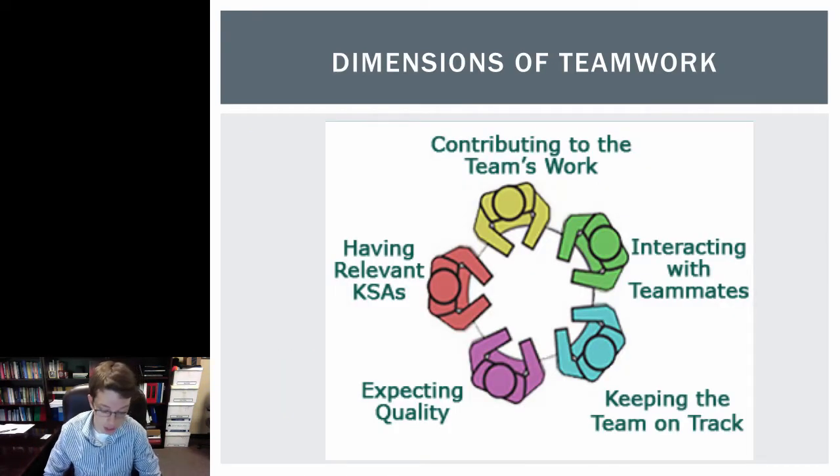Because team performance consists of many things, it is useful to have a model or framework to help us keep all the information straight. The CATME system is based on a model of team member performance that consists of 5 dimensions. These include contributing to the team's work, interacting with teammates, keeping the team on track, expecting quality, and having relevant knowledge, skills, and abilities, or KSAs.